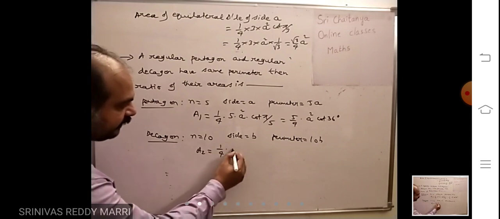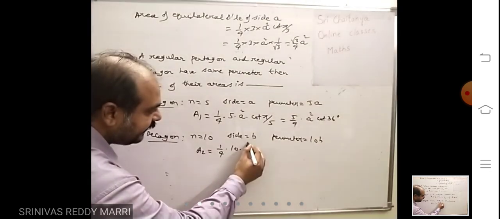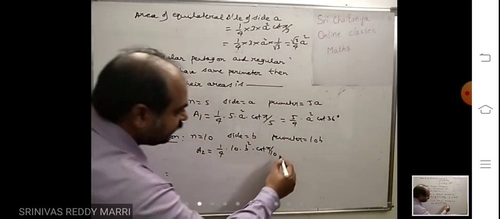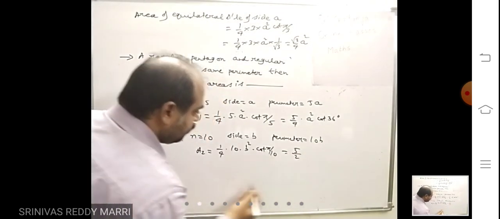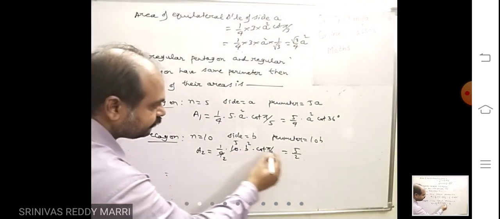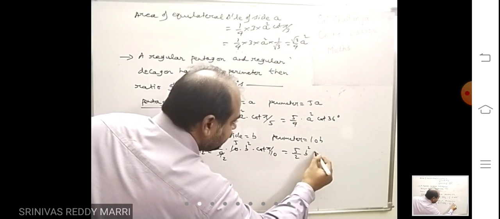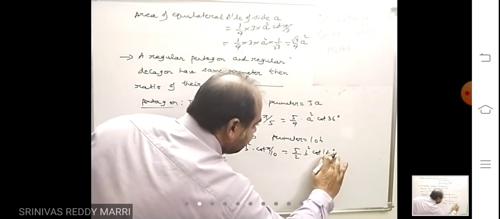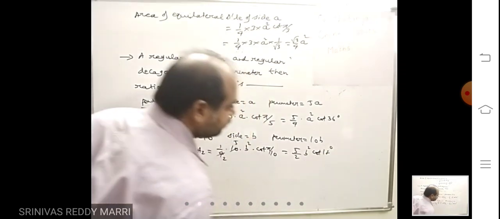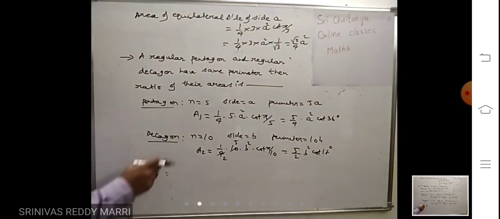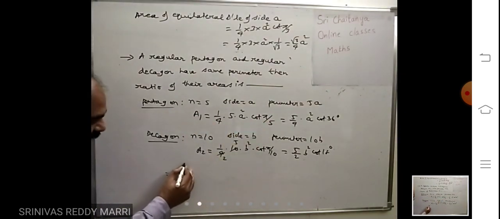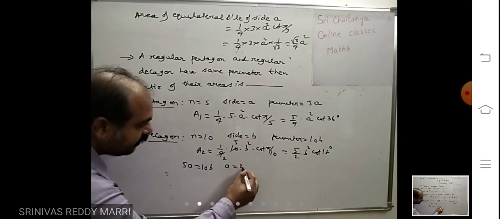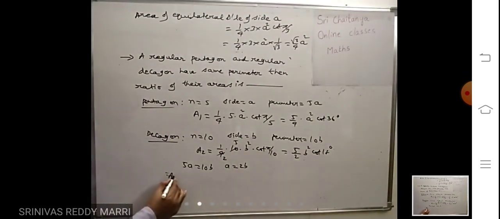Therefore, let A2 be the area: 1 by 4 into 10 into side b square into cot pi by 10. This is nothing but 5 by 2 b square cot pi by 10, which means 180 divided by 10, 18 degree. Now look, their perimeters are equal, given. Perimeters are equal means 5a equal to 10b. That means a is 2b.